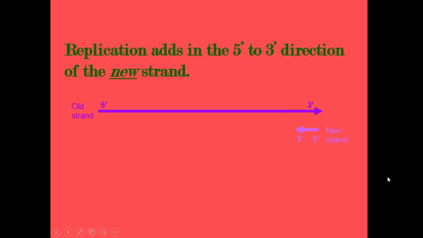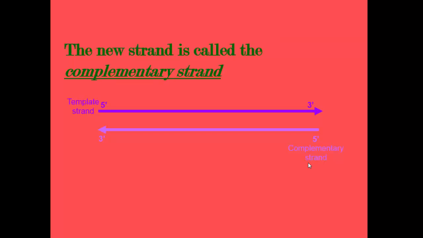Okay, so when our new strand comes in, it's going to start down here because the 3' end of the old strand is where the 5' end of the new strand is going to be. And then replication is going to go in this direction until we get to where we've got a full strand that completely matches. That new strand is called the complementary strand. So you have the template strand, this one that was pre-existing, and then you have the complementary strand here that is not pre-existing. It's the new one.